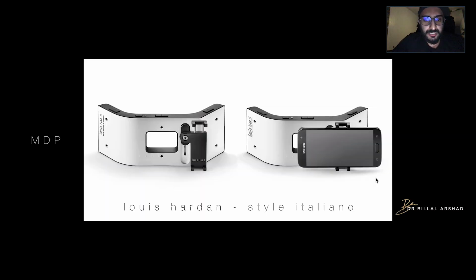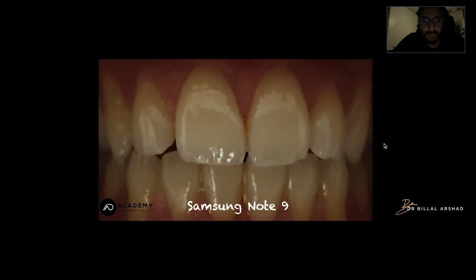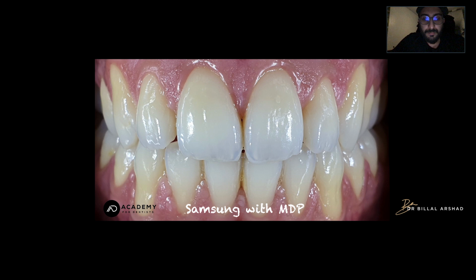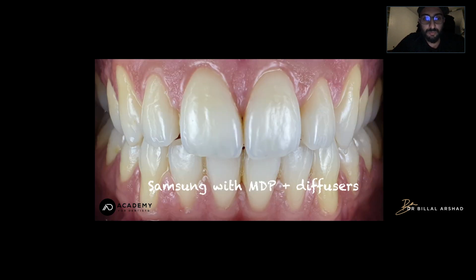The other option is you can use mobile dental photography, something developed by a guy called Lorenzo Rossi, Style Italiano. And you can see here a long time ago I used a Samsung Note 9, the same teeth with the general flash that you have. The photography is improved a lot more, and then using the MDP, you can see the photograph looks a lot better, and then even more using the MDP with some diffusers, and the photograph works very, very well.